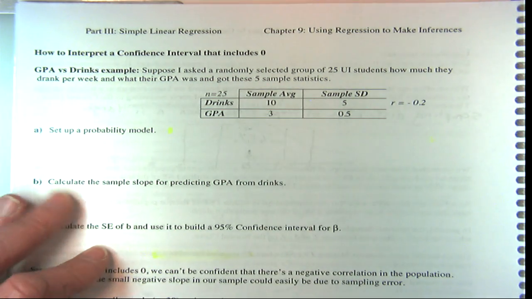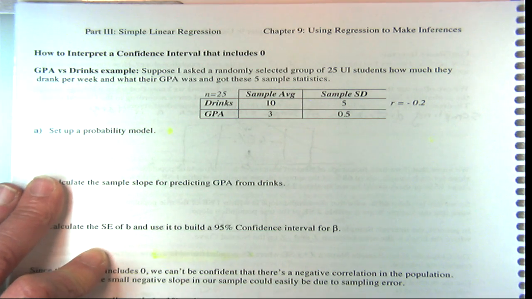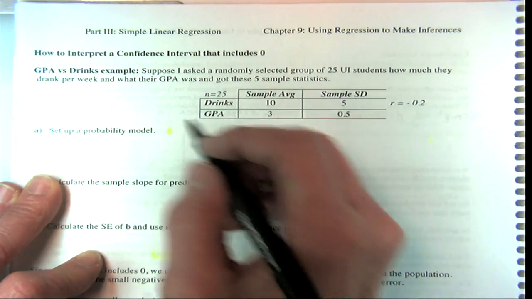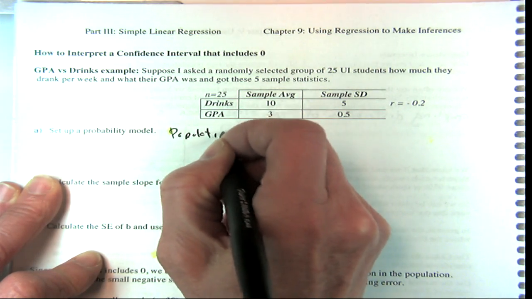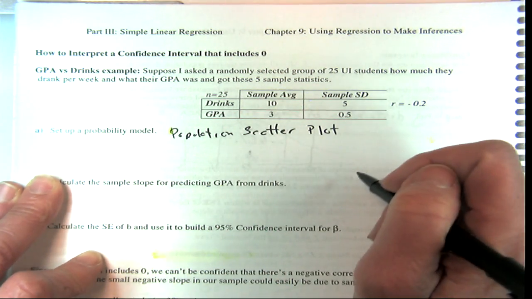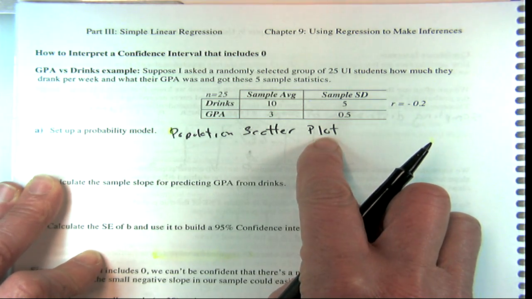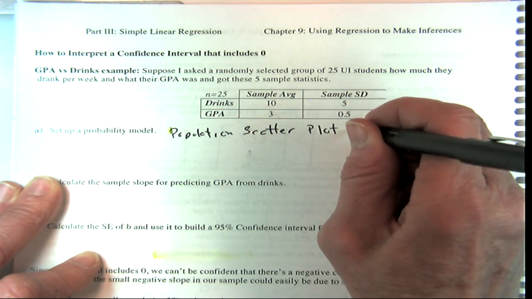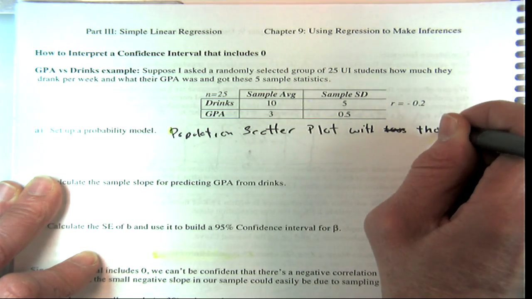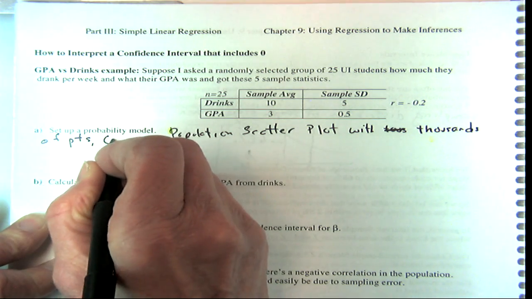Now we're going to set up this probability model, and that means we're going to have the population scatter plot. It will have thousands of points, one for each student at the U of I. I don't know how many students there are, 38,000 or so. So it's going to be this population scatter plot that we don't know, with thousands of points, one for each student.